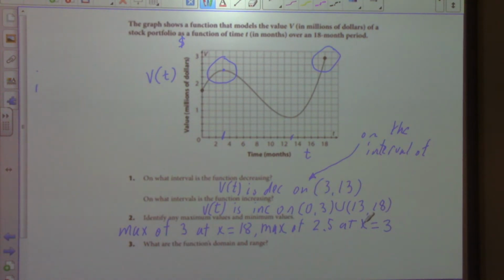Okay, that's good. And what are the function's domain and range? So I'm going to put domain here. So 0, is that going to be bracket or parentheses? Bracket. 0 to 18. Now what's going to be our range here?